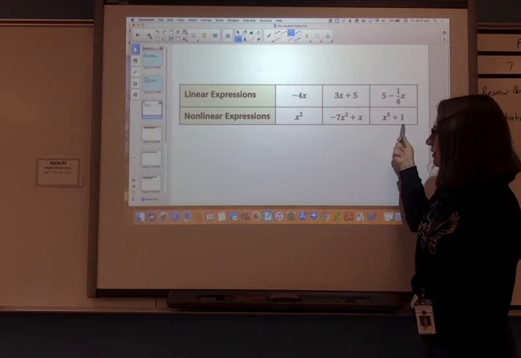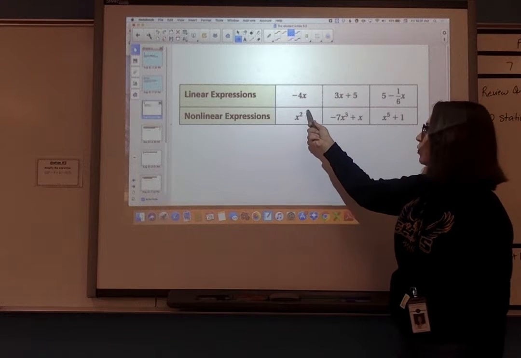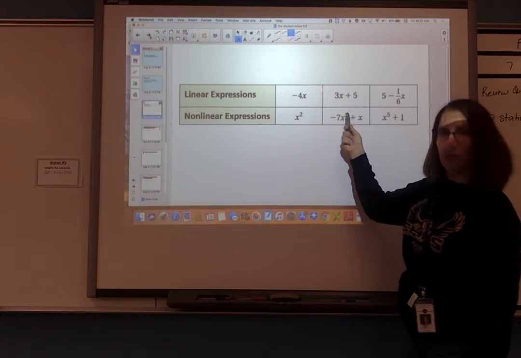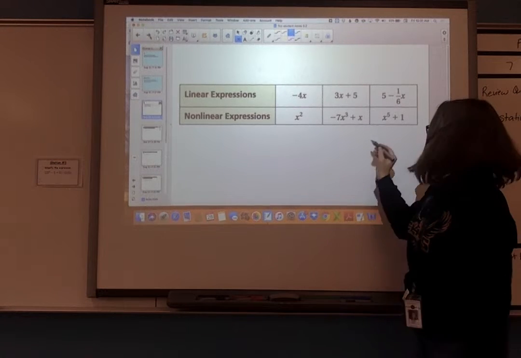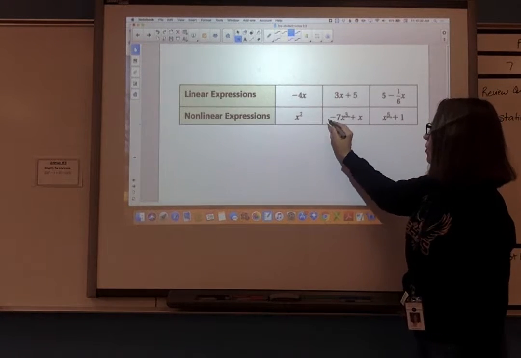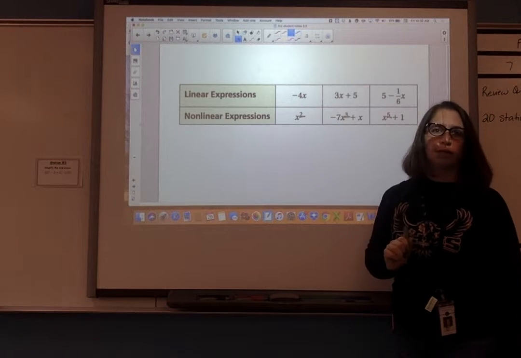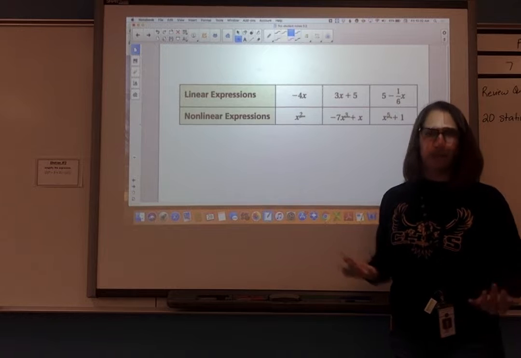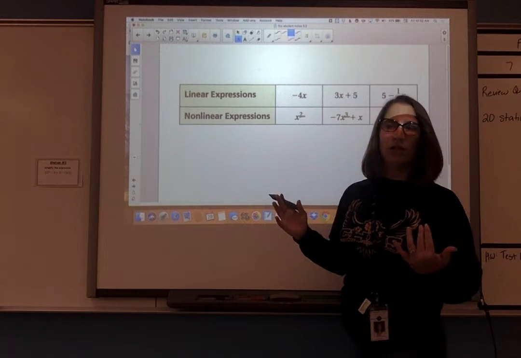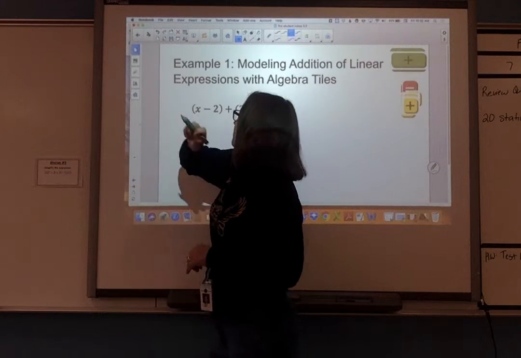Here are examples of nonlinear expressions. So x squared, negative 7x cubed plus x, and x to the 5th plus 1. Anytime there's a power other than 1, it's no longer a linear expression. All of these examples happen to have x. It could be any variable though: y, z, q, whatever you pick.